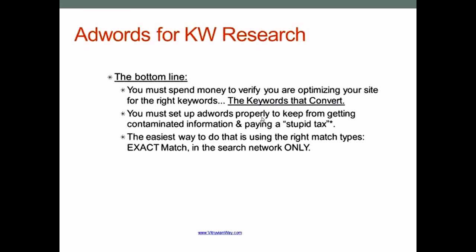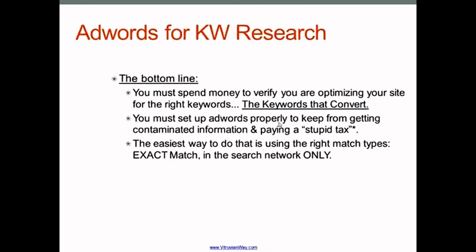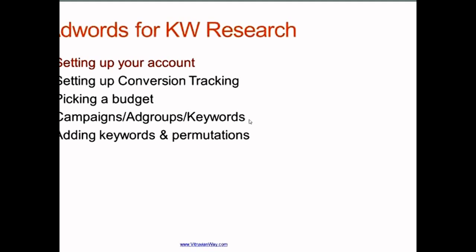And again, if nothing else, we've got a good 15 more slides, but if nothing else, just remember that one lesson. Exact match only, search network only. That's all you need for R&D. So now we're going to talk about five bullet points, all having to do with everything you need to do, nothing more, nothing less, but everything you need to do to use AdWords to spend as little as possible and get as accurate results as possible in as quickly an amount of time as possible.